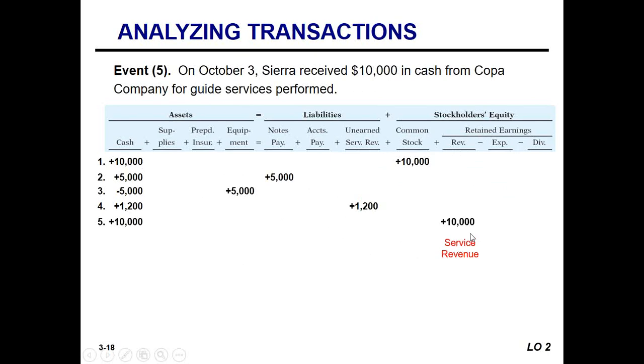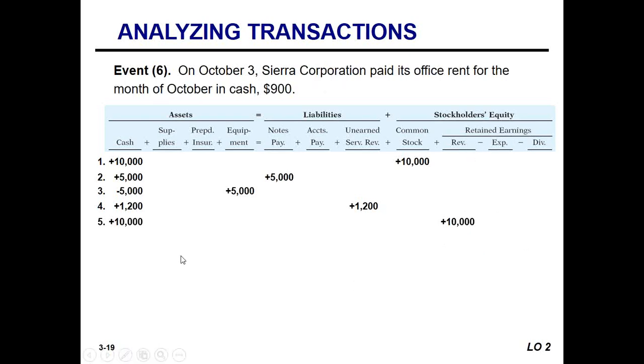And we want to note that this is service revenue. Remember, all the things that go on the income statement are going to be here under this retained earnings. So we paid our office rent for the month, so we decreased our cash and decreased our retained earnings. Income increases retained earnings. Expenses decreases retained earnings.